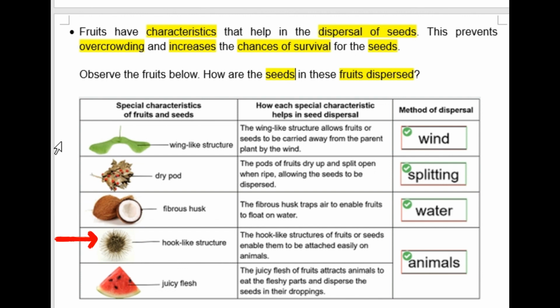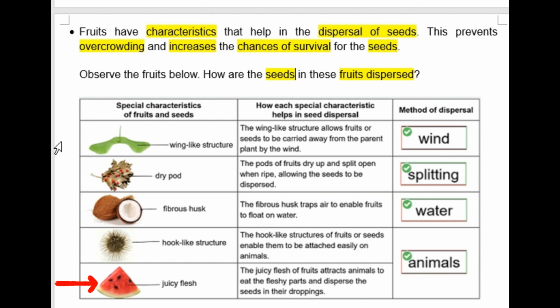Special characteristics of fruits and seeds: hook-like structure. How each special characteristic helps in seed dispersal: The hook-like structures of fruits or seeds enable them to be attached easily on animals. Method of dispersal: animals.